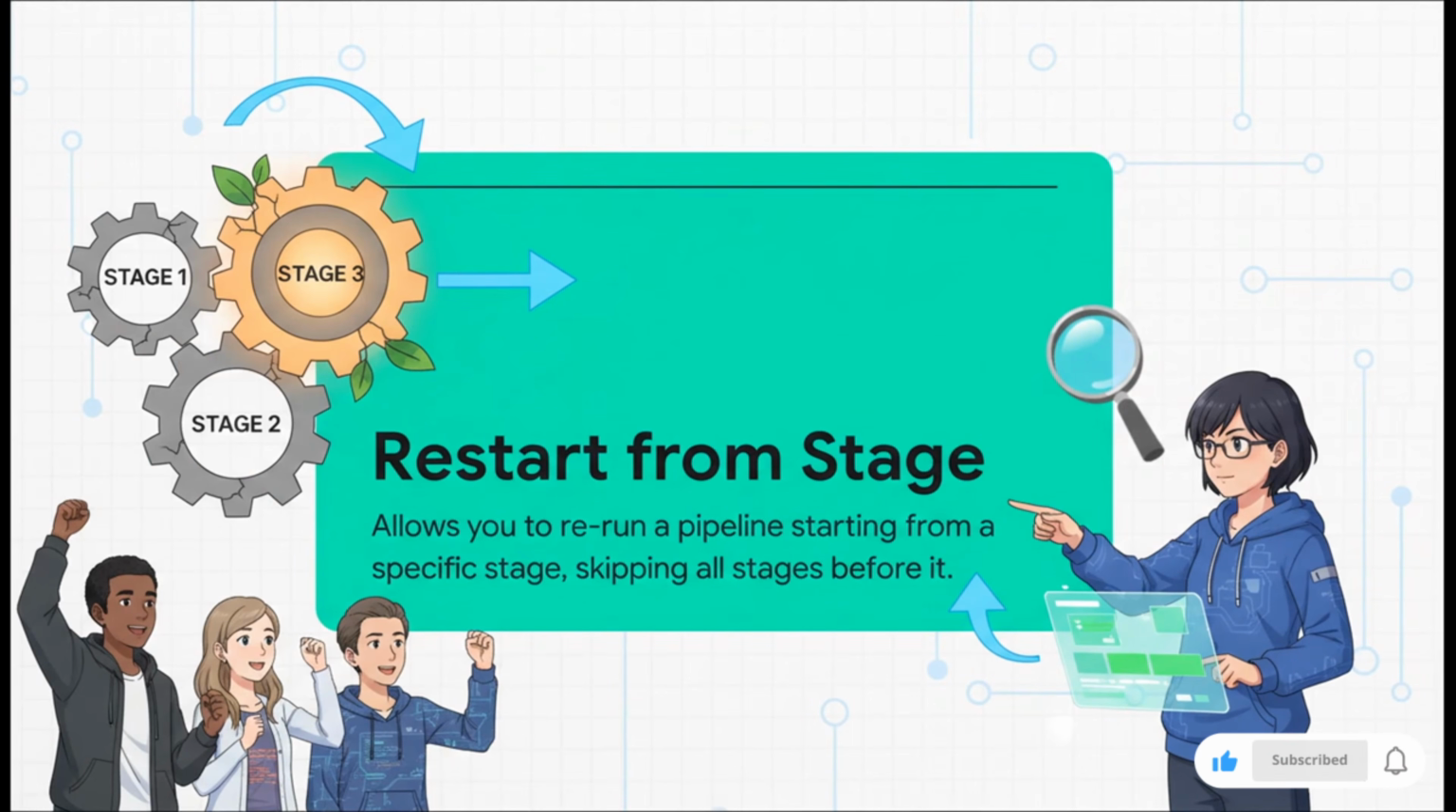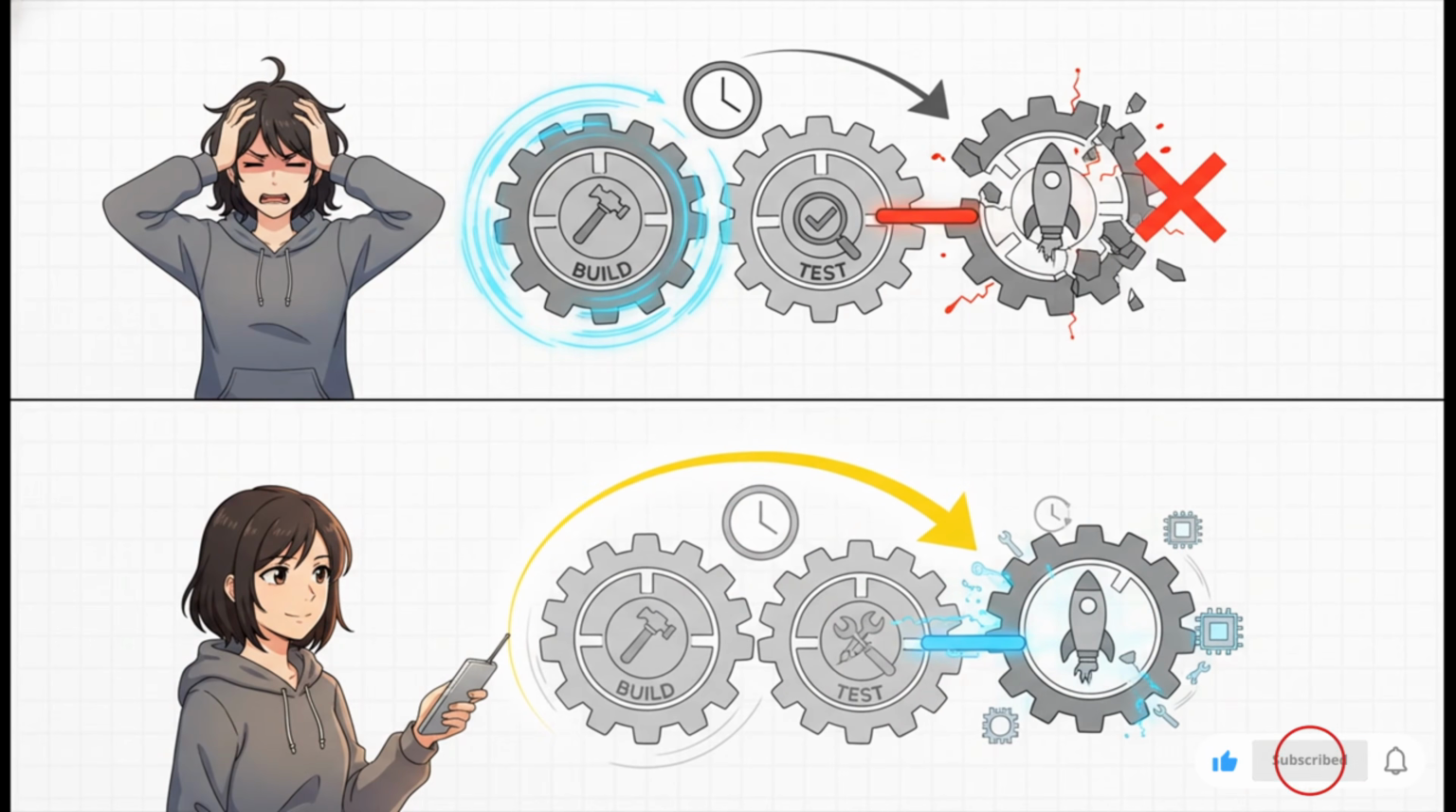The second time-saving feature is Restart from Stage, and it does exactly what it sounds like. After a pipeline runs, doesn't matter if it failed or succeeded, you can choose to rerun it starting from a specific stage, and it will completely skip all the stages that came before it. And this is so invaluable in the real world. Imagine your build and test stages take 10 minutes to run, but a tiny typo makes your final deploy stage fail. Instead of wasting another 10 minutes rerunning everything from the start, you just fix the issue and restart directly from the deploy stage. It is an incredible efficiency boost.